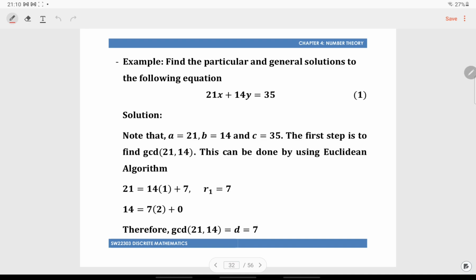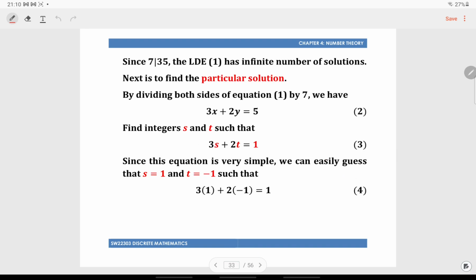In this case, the GCD equals 7, because here the remainder equals 0, so the GCD is here. Now we check whether 7 divides C or not. Our C equals 35, so 35 divided by 7, the outcome is an integer. That means there are infinitely many solutions for this LDE. Because 7 divides 35, the given LDE has infinitely many solutions.